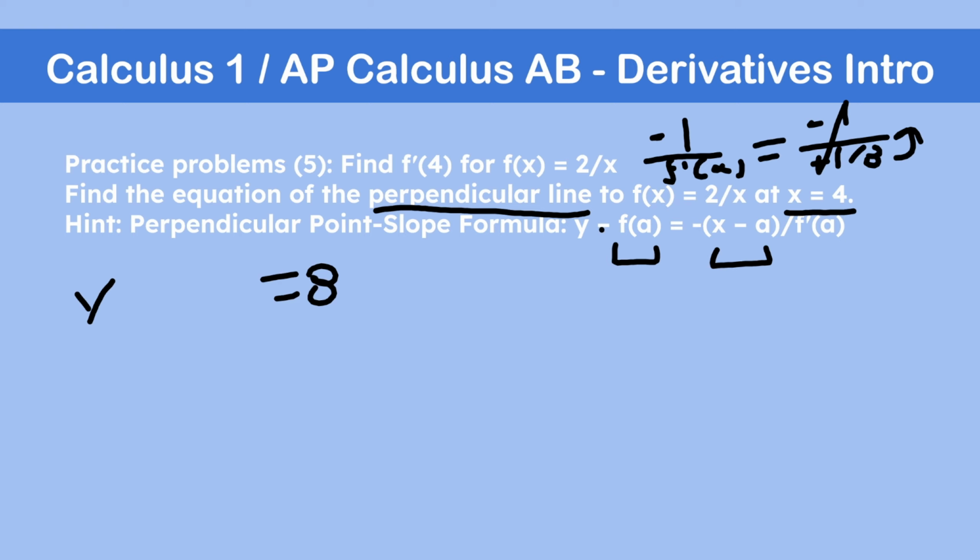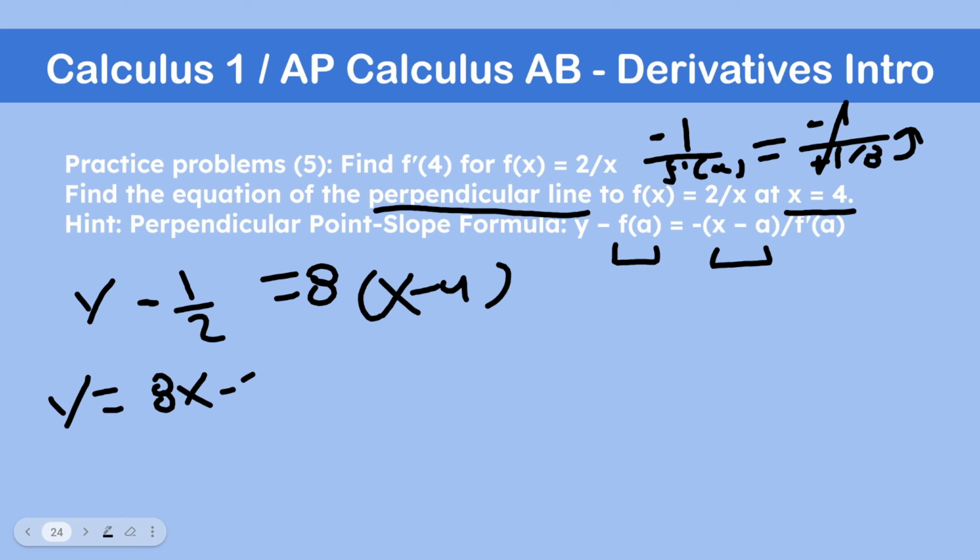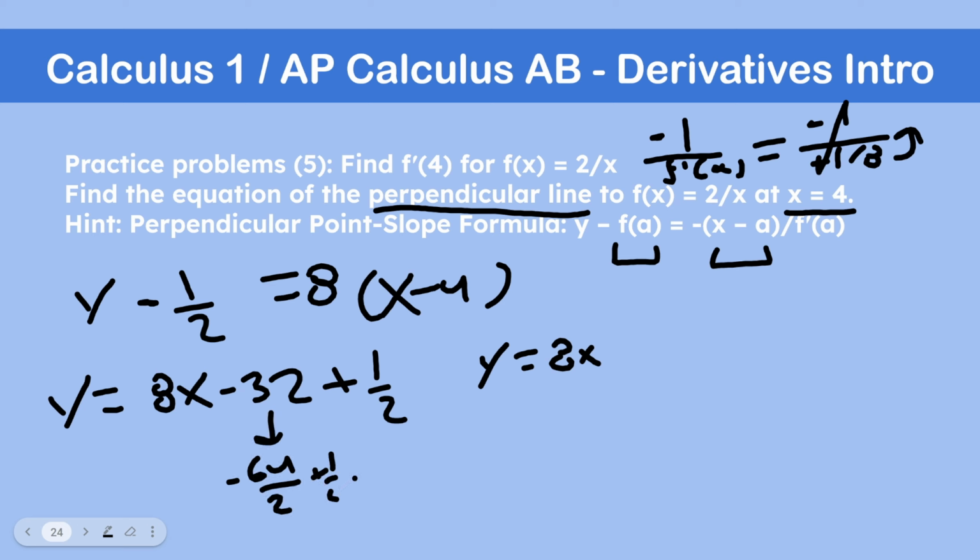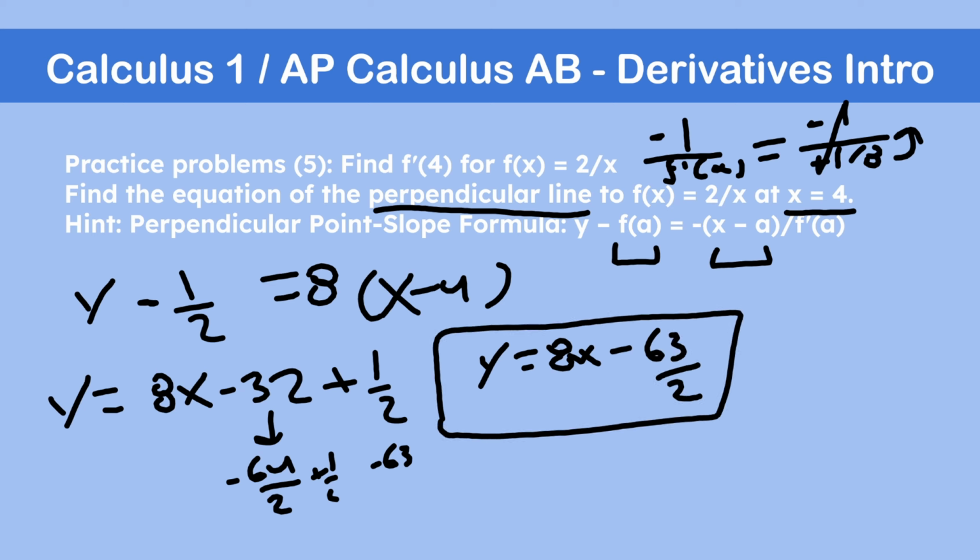Let's see, f of a, or f of 4, is 1/2. So we have 8 times x minus 4. Now we have y is equal to 8x minus 32 plus 1/2. We can rewrite this as y is equal to 8x, minus 64 over 2 plus 1/2, that would be 63. So we have y is equal to 8x minus 63 over 2, and that is our final answer for the perpendicular line at x equals 4.